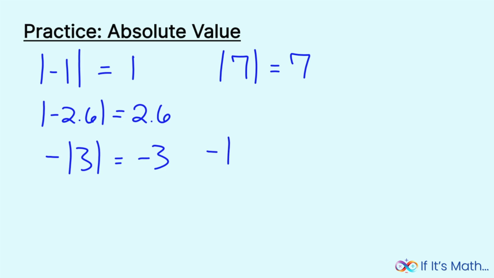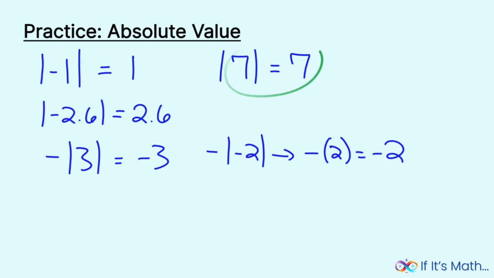So if you have negative the absolute value of -2, that's going to be the same as -2. So the key with these, again: the absolute value of a negative number is just the positive of that number. The absolute value of a positive number is just the positive of that number. Same thing here. It's no different with decimals. The absolute value of a negative number is just the positive of that number.